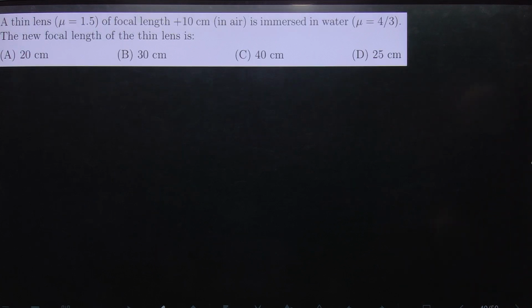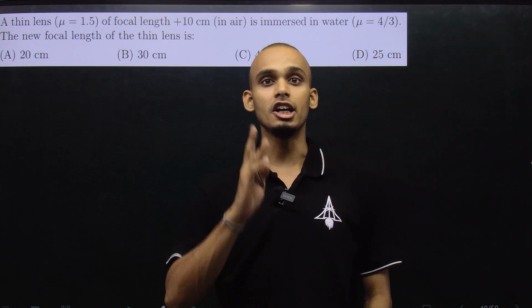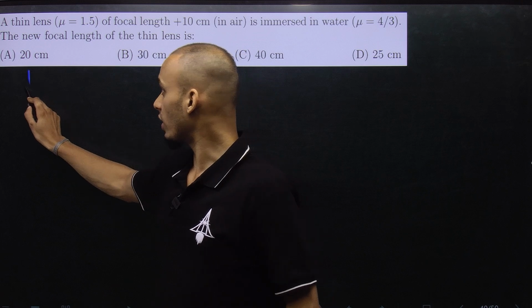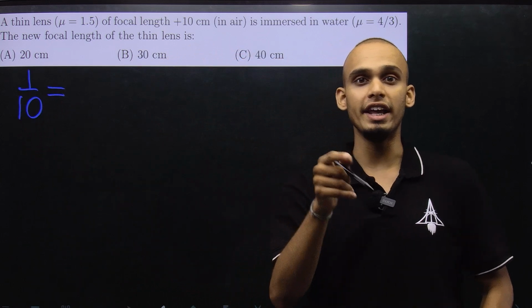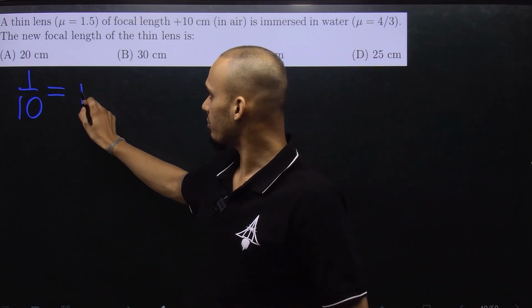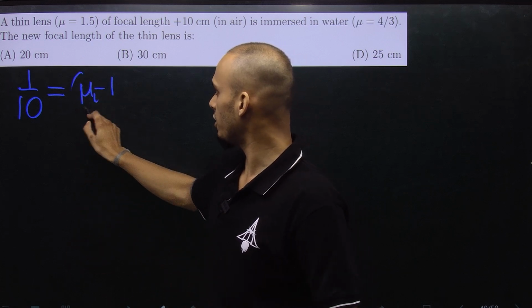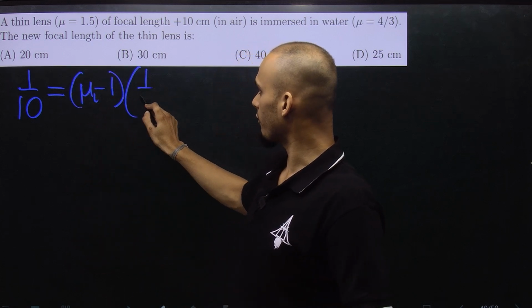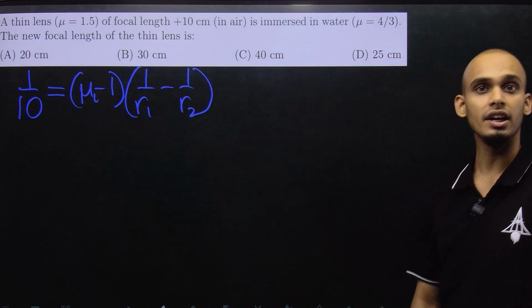Next question. We have a thin lens of focal length 10 in air. If it's immersed in water, what will happen to the focal length? Remember lens maker's formula, 1 upon focal length in air, which is 10, should be equal to mu of lens 1.5 upon mu of air, which is simply 1. So mu minus 1 will be the answer. Mu of lens minus 1 into 1 upon r1 minus 1 upon r2. Let r1 and r2 be the radii of curvature.